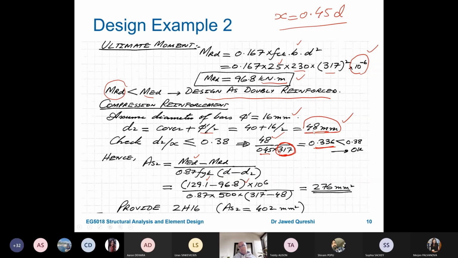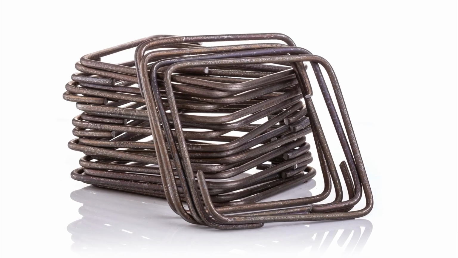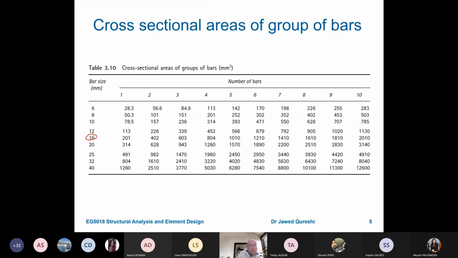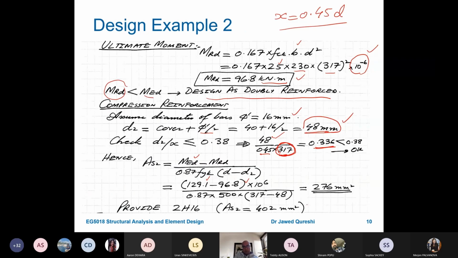Now here we have determined D2 and D without taking into account the stirrup, just to simplify things. When you simplify this, the area is going to be 276. Our initial assumption was that we would use a diameter of 16 for the compression reinforcement. So if you go back and look at this, our required area AS2 is 276 millimeter square. If I use 2 bars of 16 millimeter diameter, this will give me an area of 402 millimeter square. So I will say use 400 millimeter square.